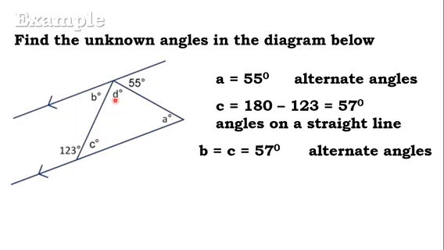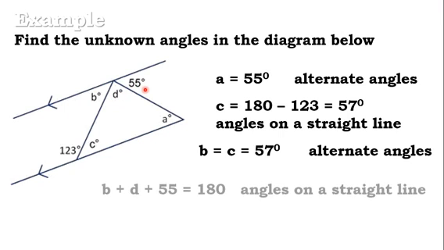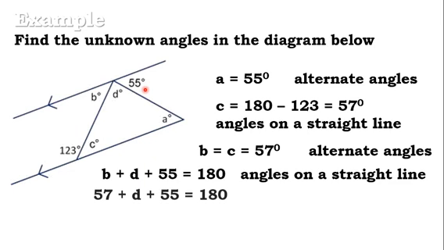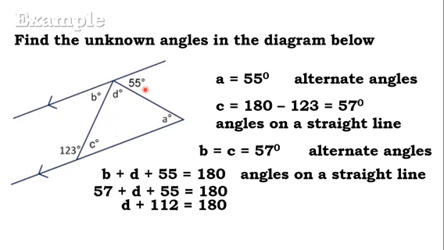And of course, if you look at this upper line as well, this is a straight line, and the sum of angles on this straight line is 180 degrees. That angle has been divided into three. You have B, you have D, and 55. So we already know the value of B to be 57, so we can insert that value. 57 plus D plus 55 will give us 180 degrees. If you add those two together, you get 112 degrees, and you move it to the other side. You subtract 112 from both sides, and then your final answer for D will be 68 degrees.